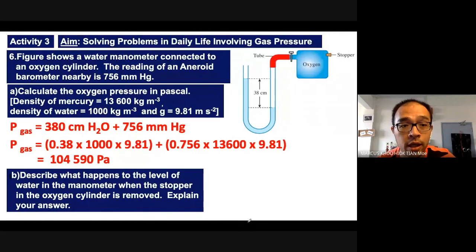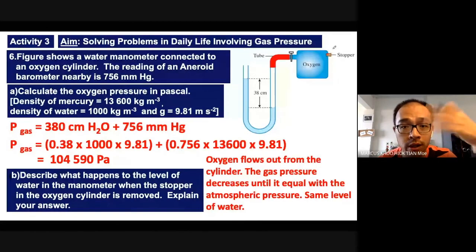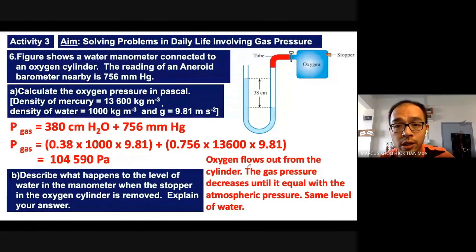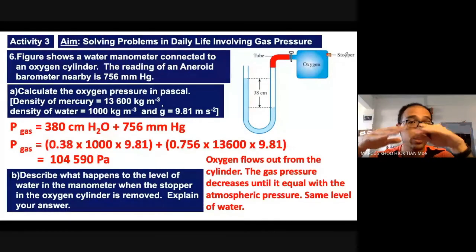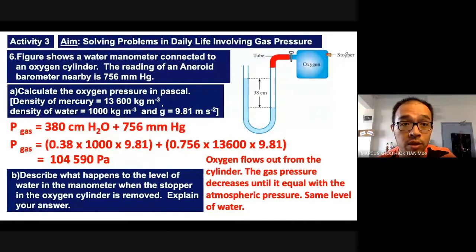B, describe what happens to the level of water in the manometer when the stopper is removed. When you remove this stopper, what happens? They're going to be at the same level. Oxygen is going to flow out, so the gas pressure is going to decrease until it's equal with the atmospheric pressure. Like in the same case just now, when I take out the syringe, the water will become the same level because now everything is atmospheric pressure.